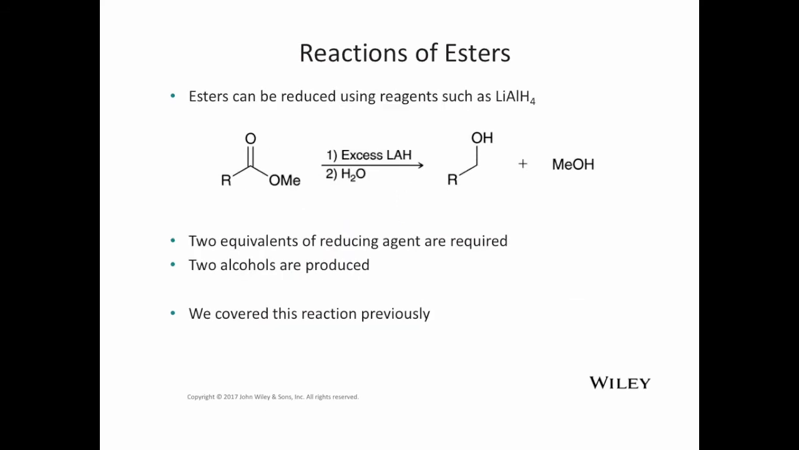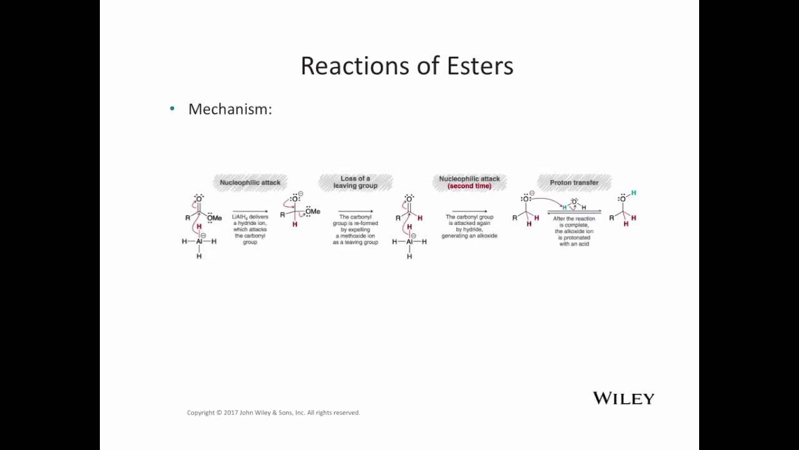We've seen previously that esters can be reduced to primary alcohols using lithium aluminum hydride. And this is a mechanism that you've seen previously. Essentially, hydride adds twice because you go through this aldehyde intermediate, which then gets attacked again by another hydride.